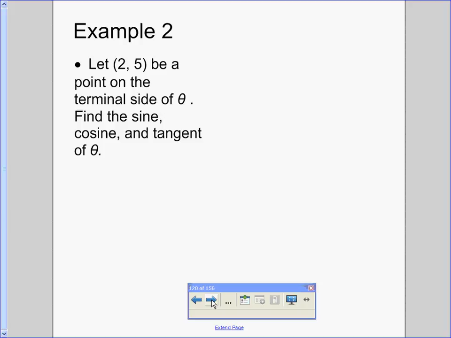And now in the second example, we've got the point (2, 5) is a point on the terminal side of theta, and we want to find, again, the sine, the cosine, and the tangent of theta. So again, we're going to start out with our coordinate plane. This time, the point (2, 5) is going to lie within our first quadrant. Okay, we use that to make a perpendicular.